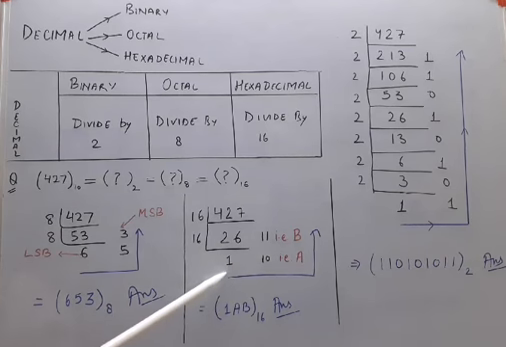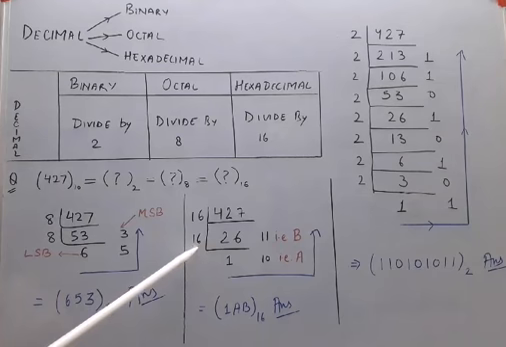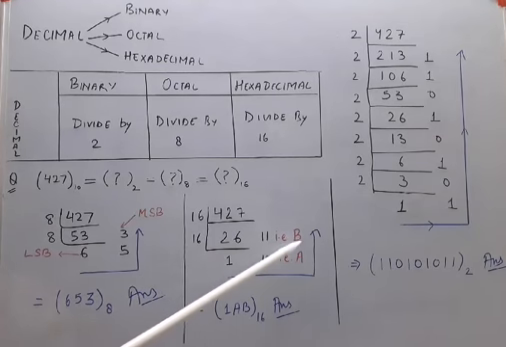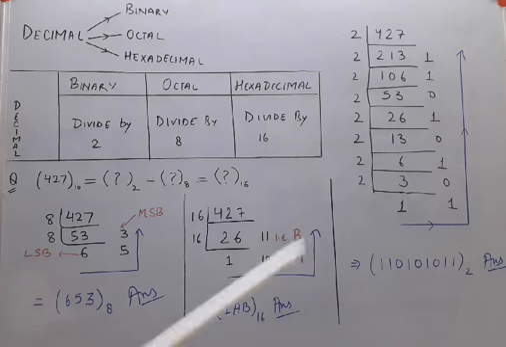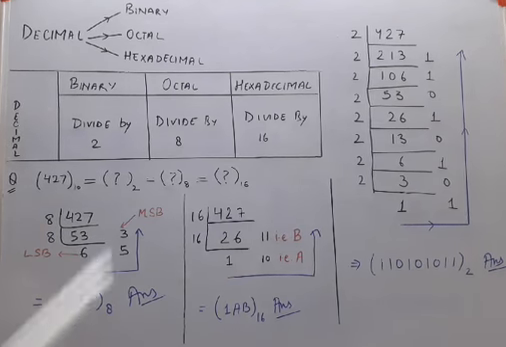Now you can see that the quotient has become smaller than the previous divisor. So we stop the process and we move from LSB to MSB for writing the answer. So the answer is 1, A, B. Clear? Now see the conversion of decimal into binary.